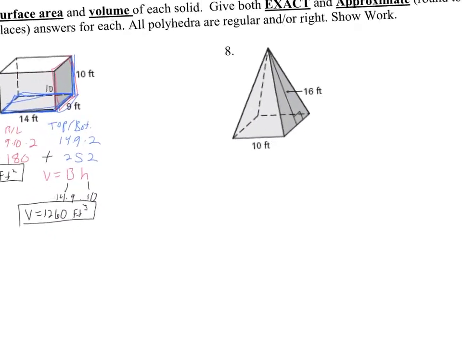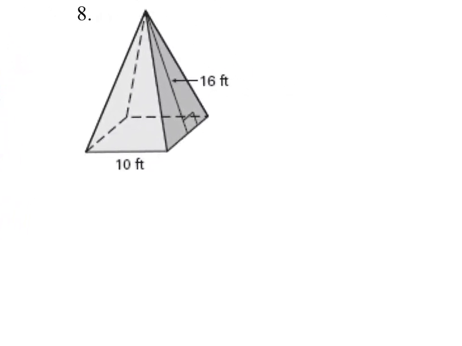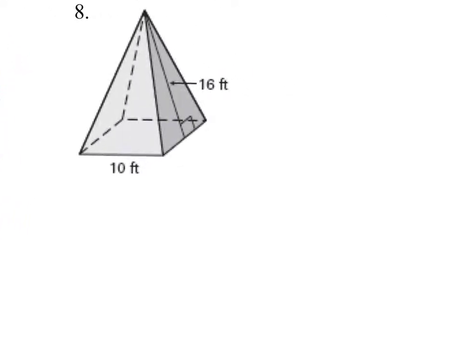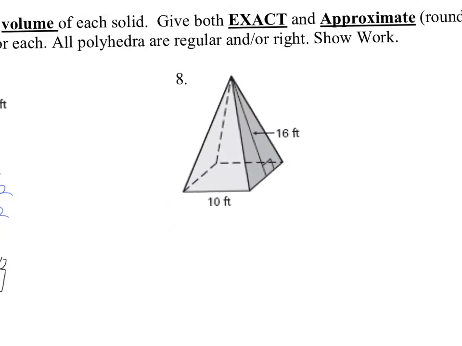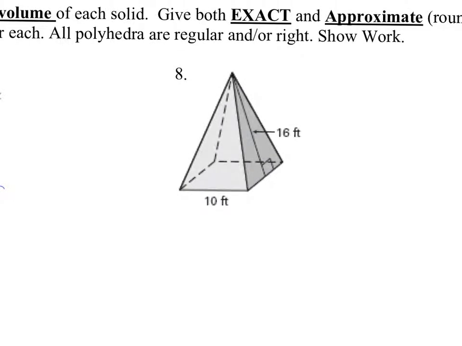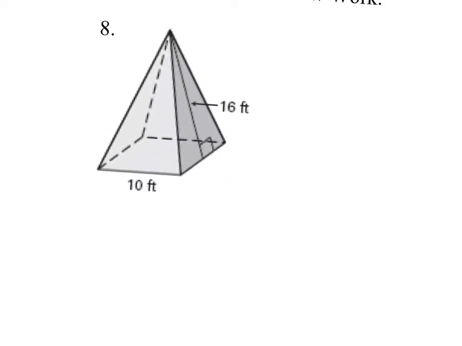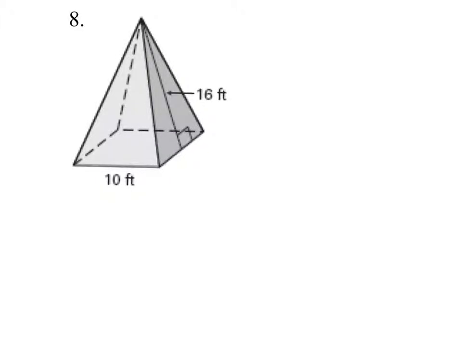Number 8. We have a pyramid. Now, when you think about the surface area of a pyramid, what is exposed on this pyramid? Well, we have a triangle here, a triangle there, and then we have two triangles that are kind of unseen in the back. And the base is a square. The directions say all polyhedra are regular and or right. So normally we wouldn't assume that it is a square, but with that direction, yeah, we can assume that this is a square. So our overall game plan here is we want to add the square area to the 4 triangles area.